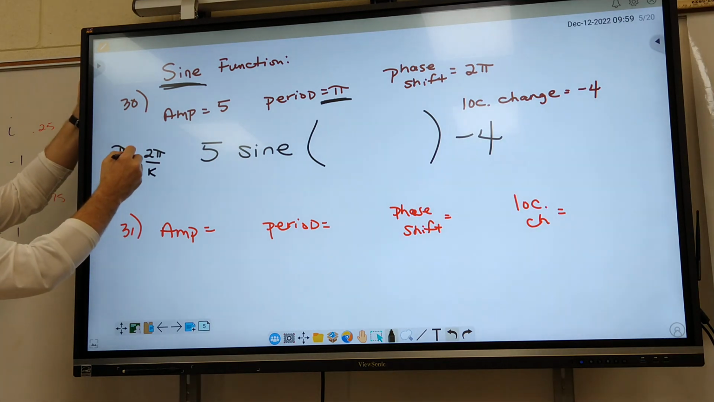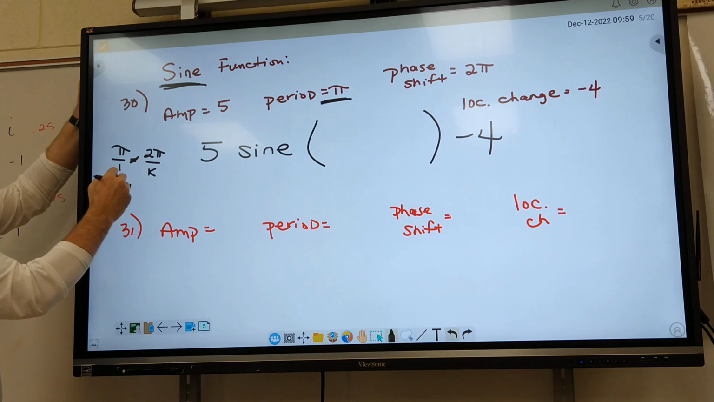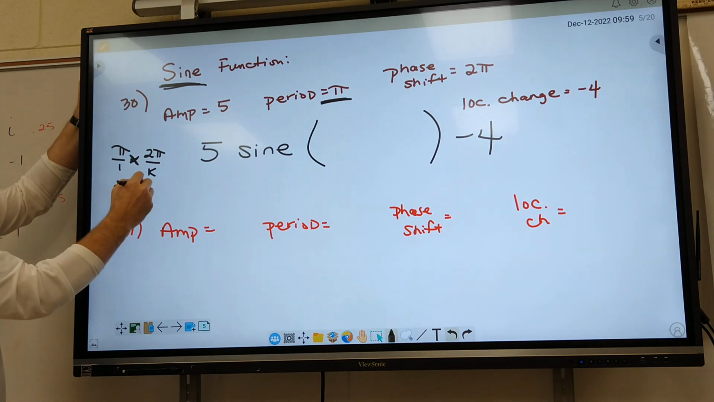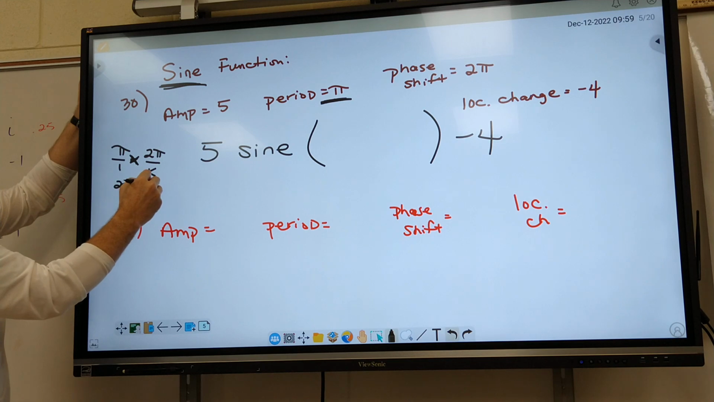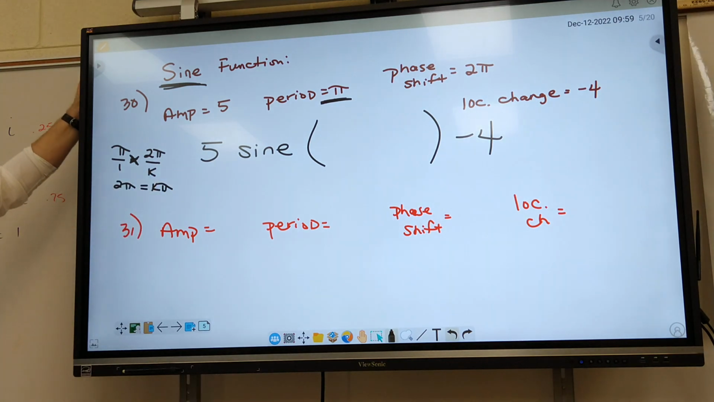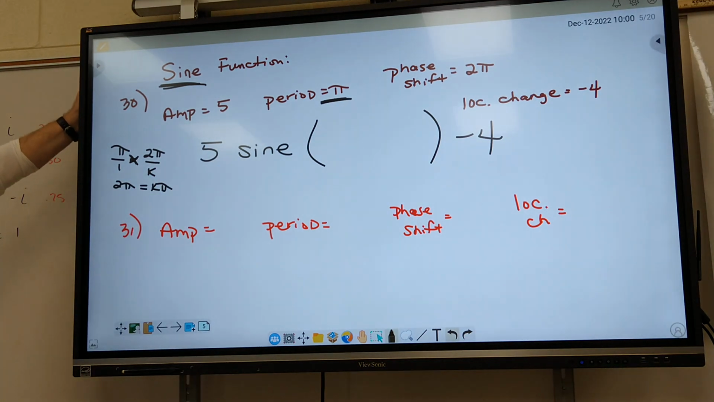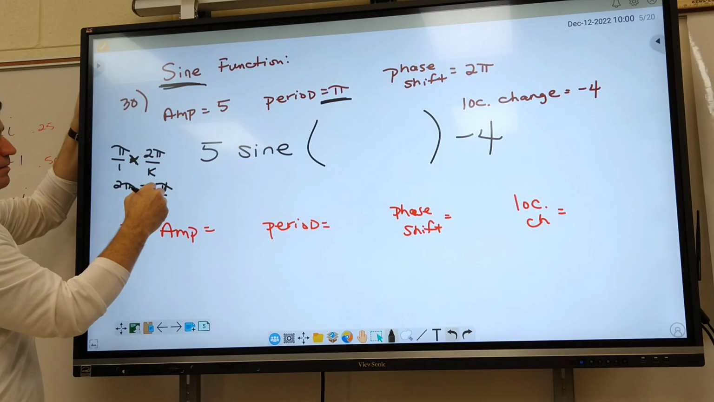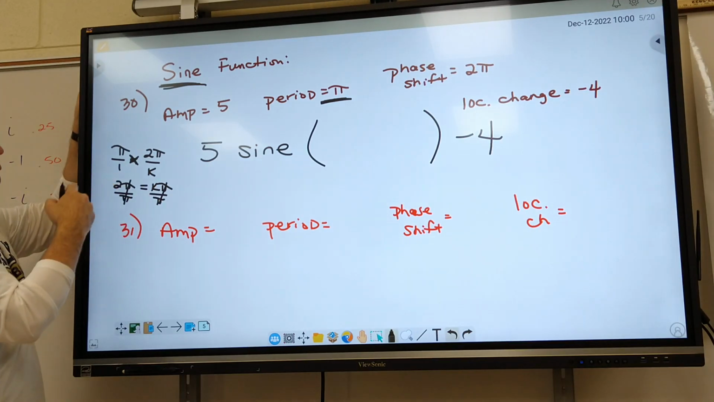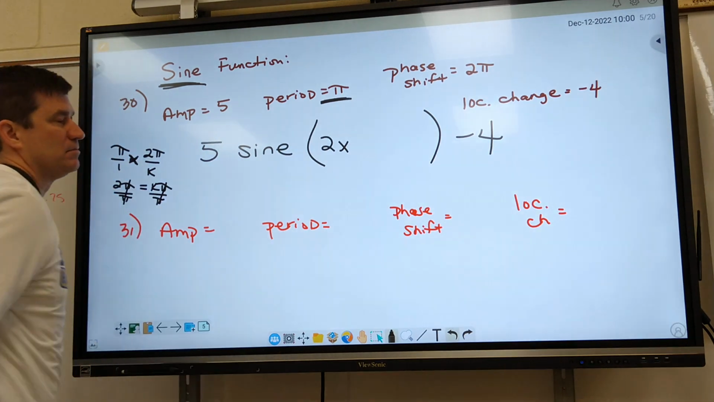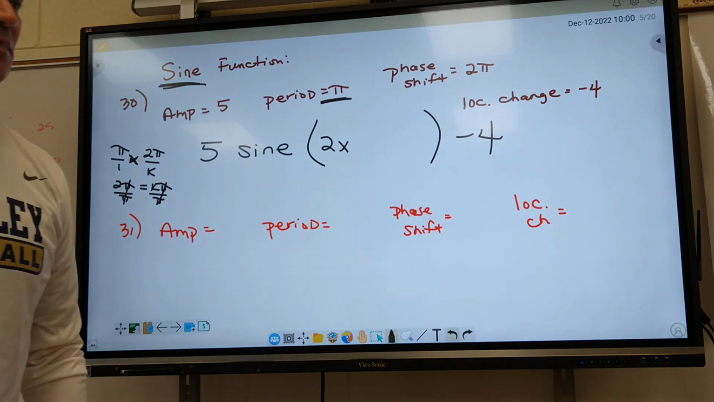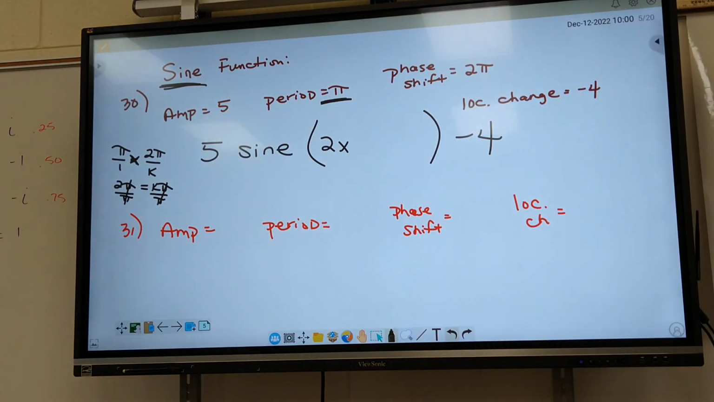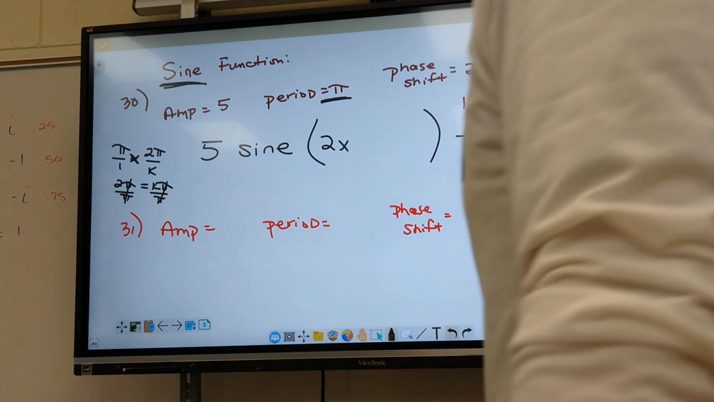I just need 2 pi. So when I multiply this way, it's 2 pi. When I multiply this way, it's k pi. How do I know what I got to divide by? Divide by pi, I got 2x. So y'all were really good at this a month ago or 6 weeks ago before Thanksgiving.